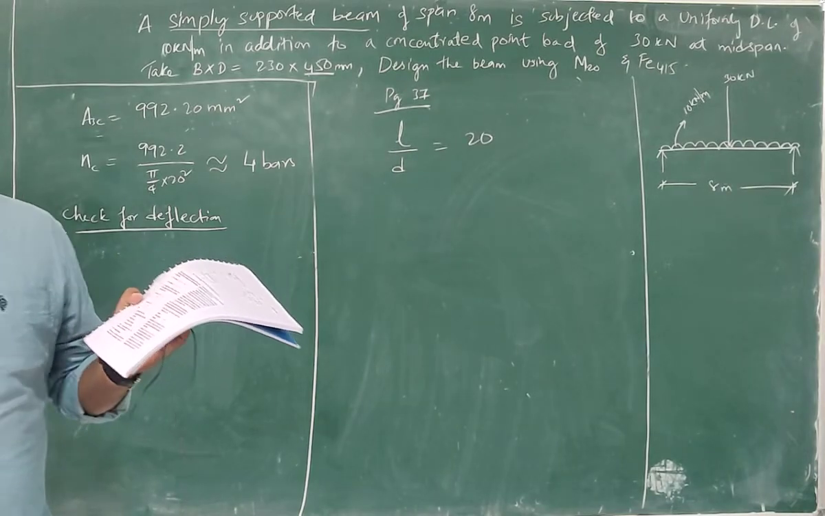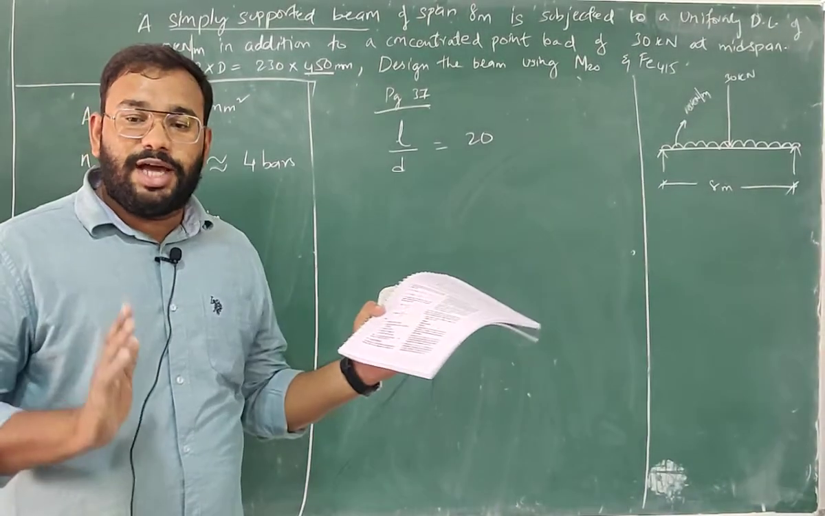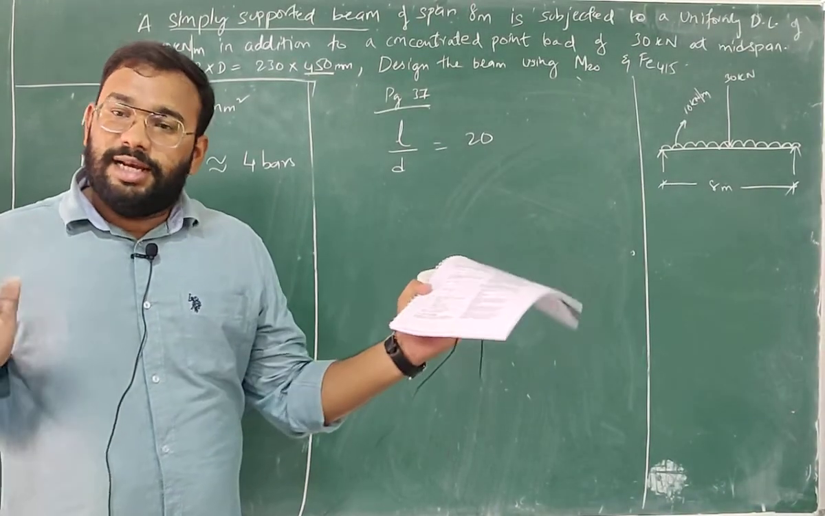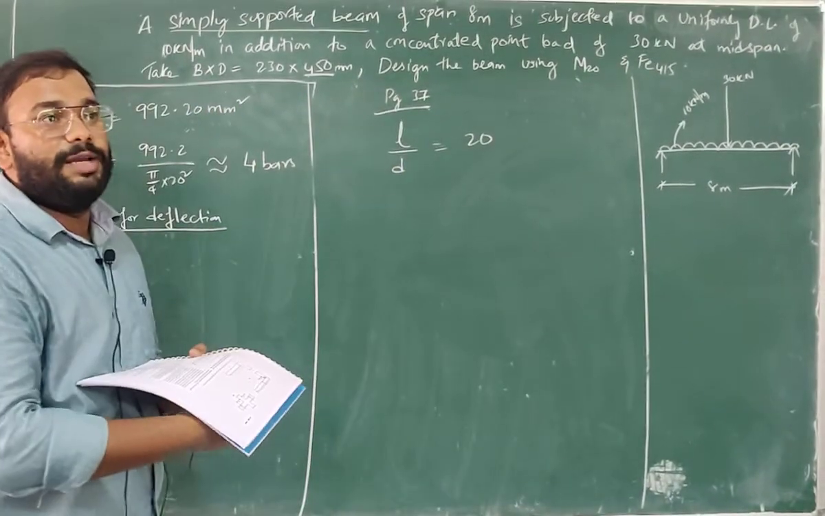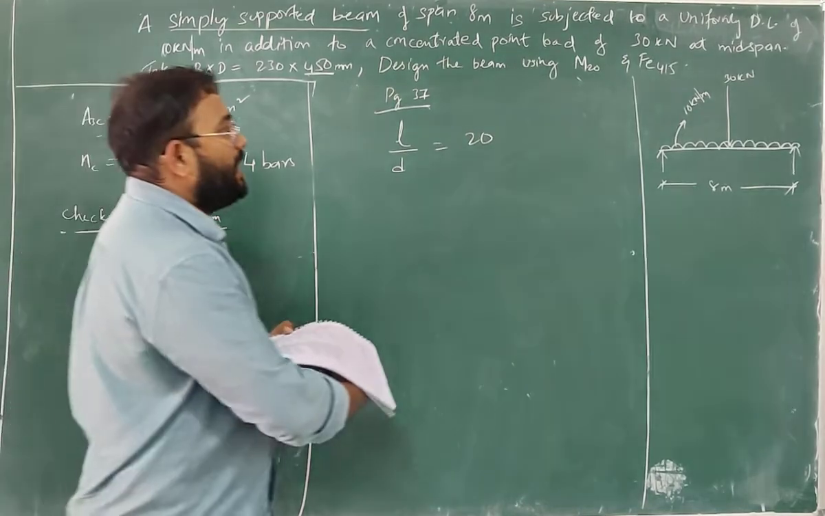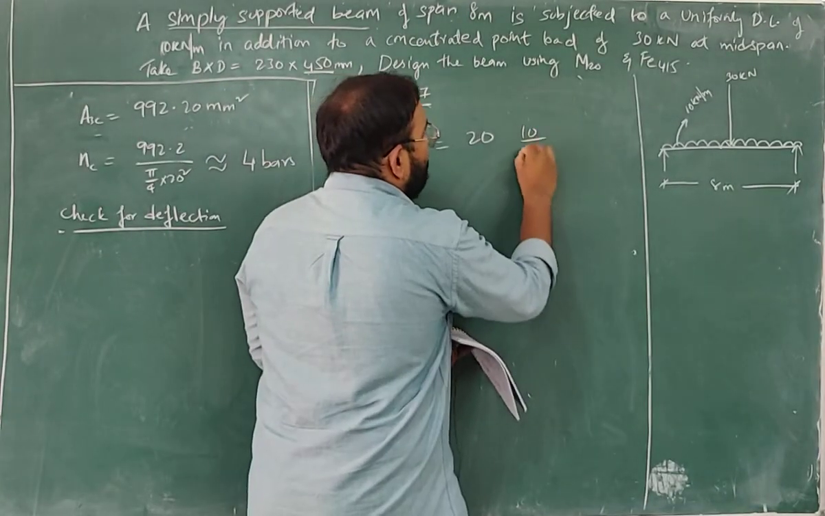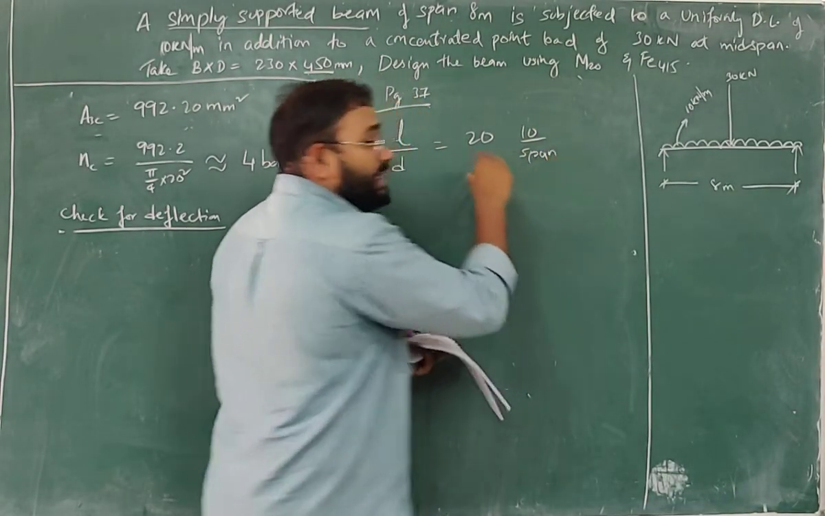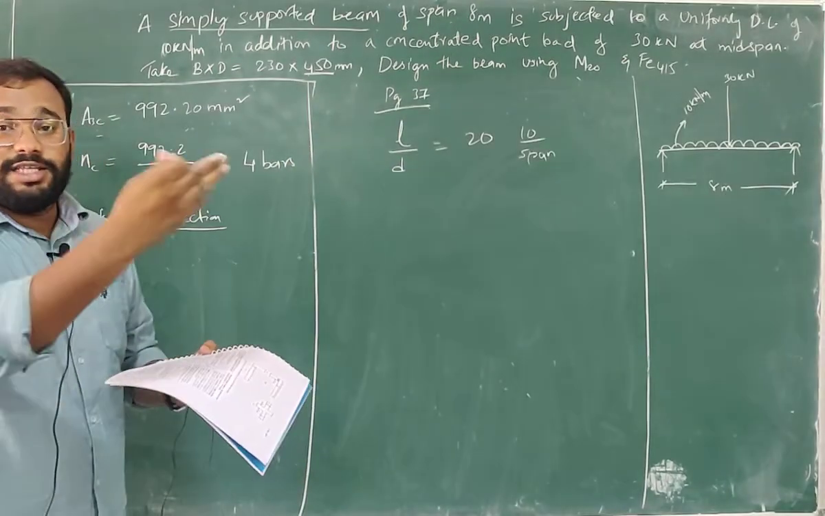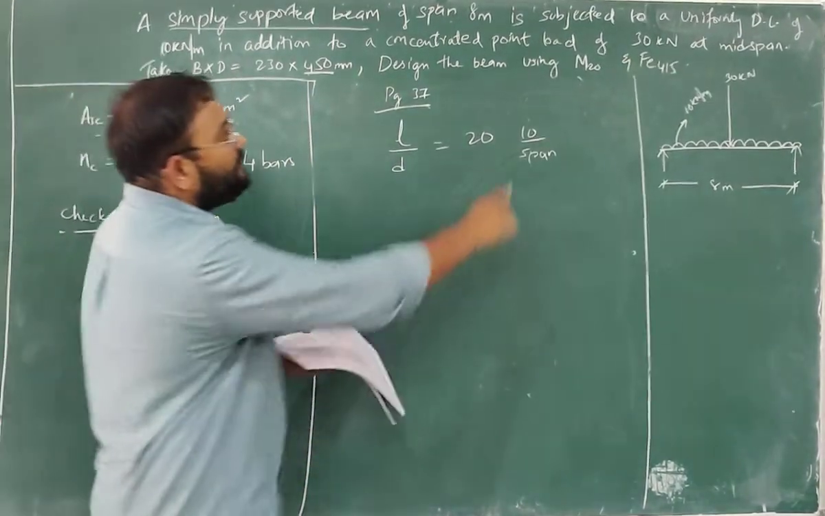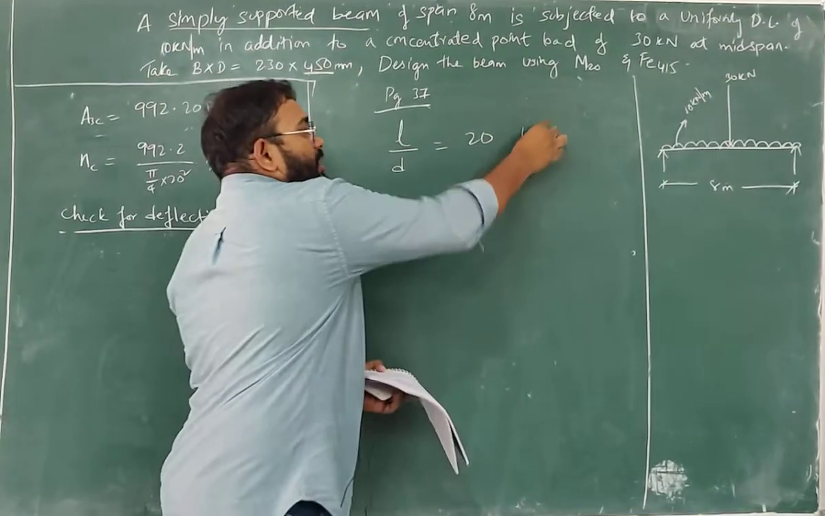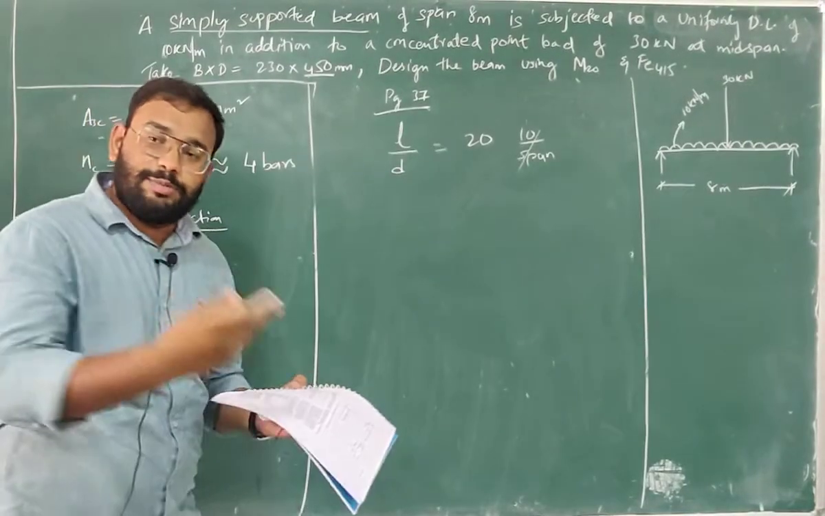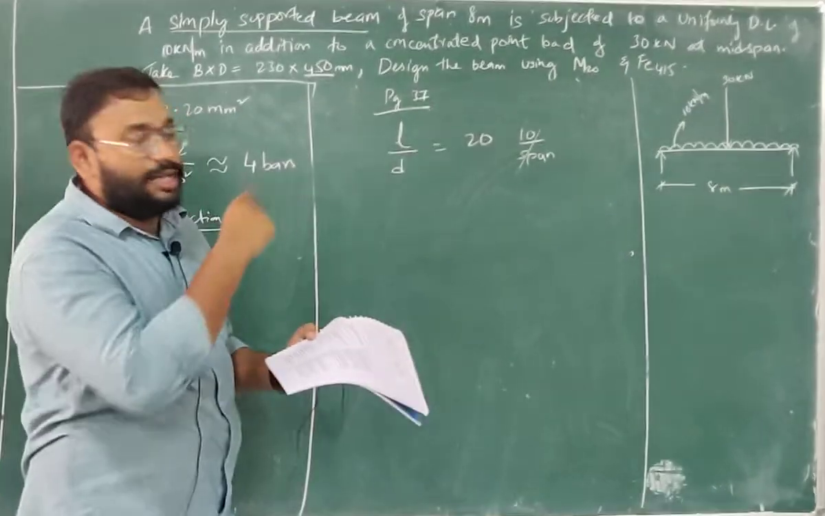What it is saying to you, whenever you have a span of more than 10 meters, you need to multiply these values by 10 by span. When should this be multiplied? When the span is more than 10 meters. Now we have a span of 8 meters, so this is not applicable here.